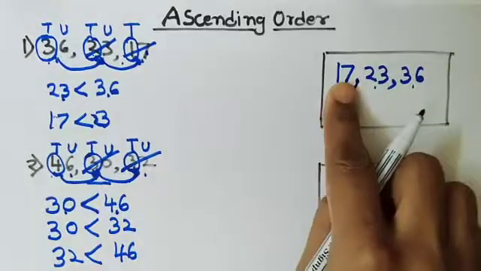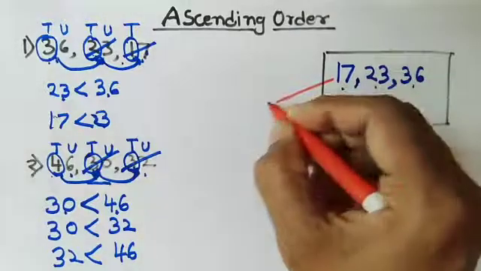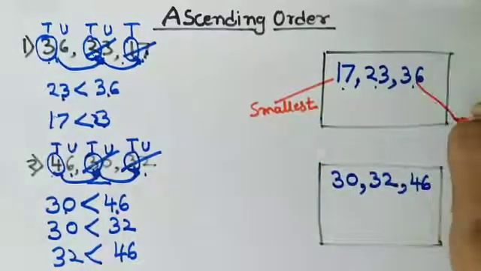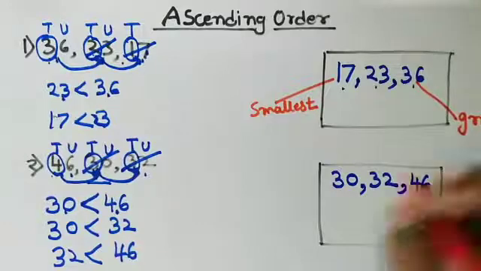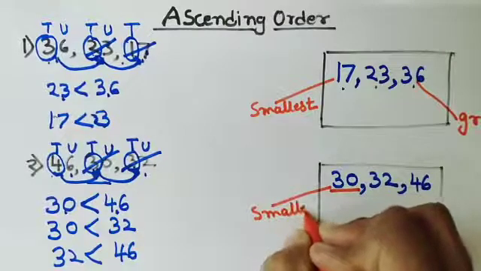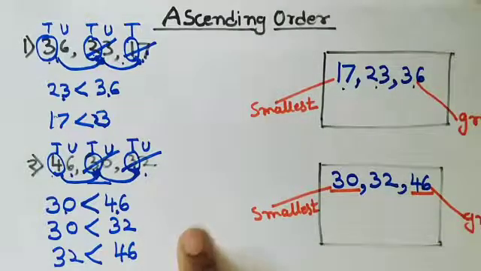Means here 17 is the smallest number. So we will write smallest, and 36 is the greatest number. Here 30 is the smallest number and 46 is the greatest number out of these 3 numbers. Now children, like this you can find ascending order by comparing.